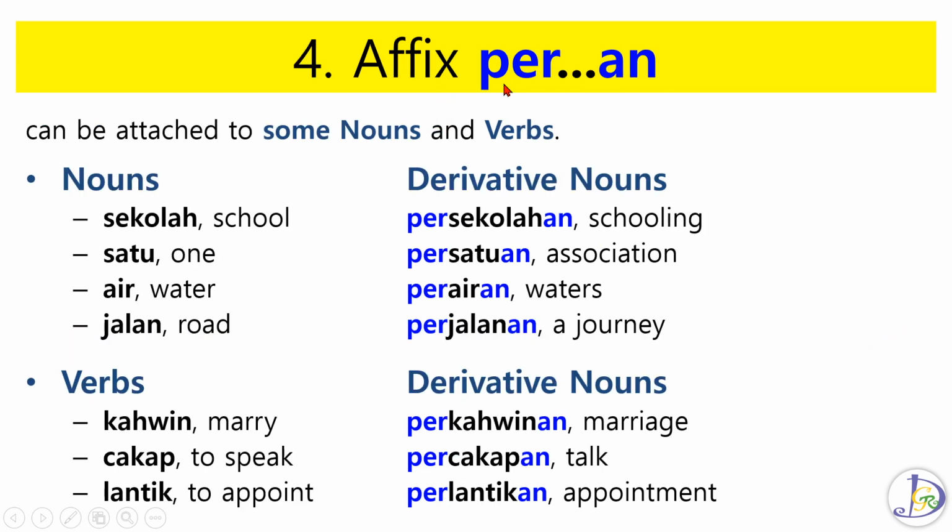4. Affix per-an can be attached to some nouns and verbs. Sekolah, school; persekolahan, schooling. Satu, one; persatuan, association. Air, water; perairan, waters. Jalan, road; perjalanan, a journey. Kahwin, marry; perkahwinan, marriage. Cakap, to speak; percakapan, talk. Lantik, to appoint; perlantikan, appointment.